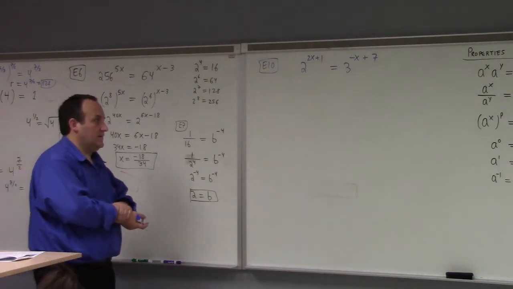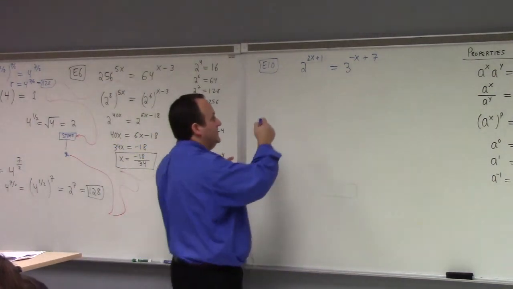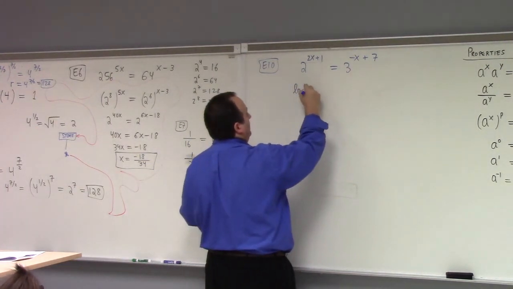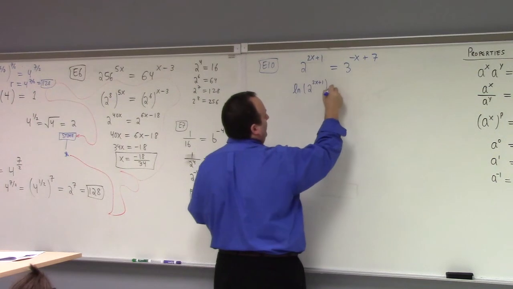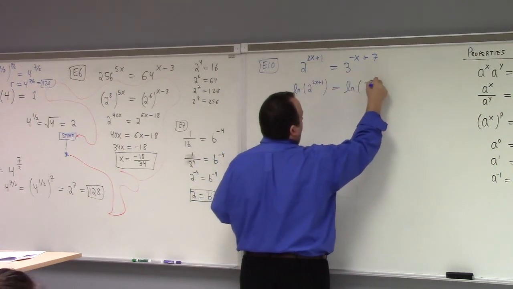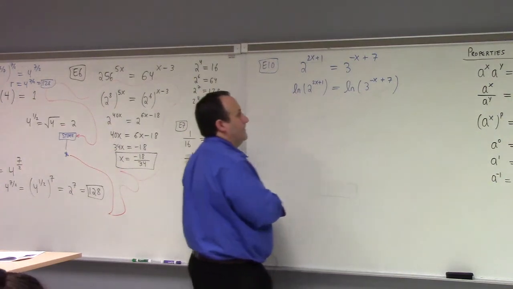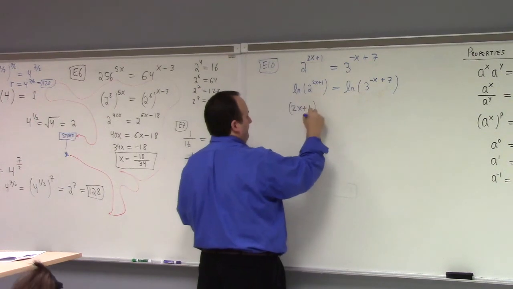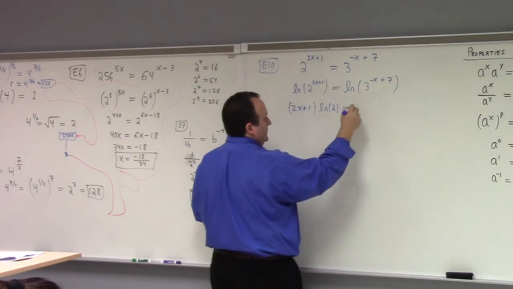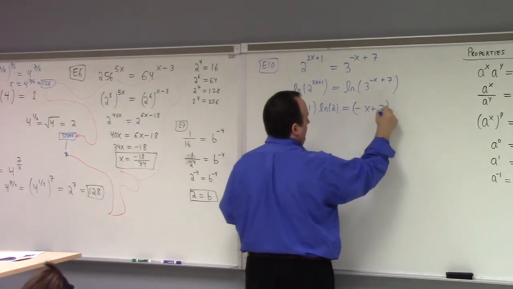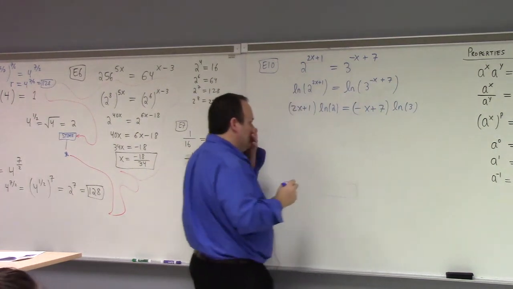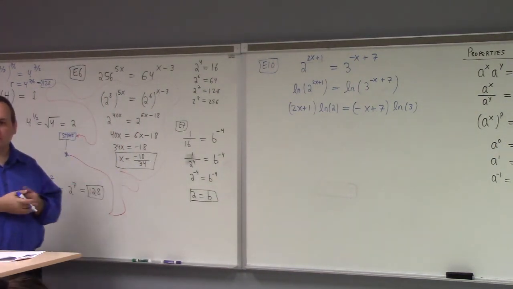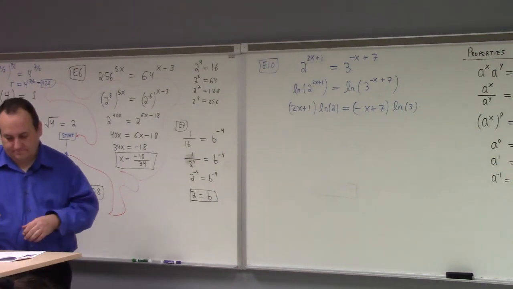All right, so what I'm going to do here is take the natural log of both sides. And then by the power property, we get 2x plus 1 times the natural log of 2 equals minus x plus 7 times the natural log of 3. And now I can solve for x, right?